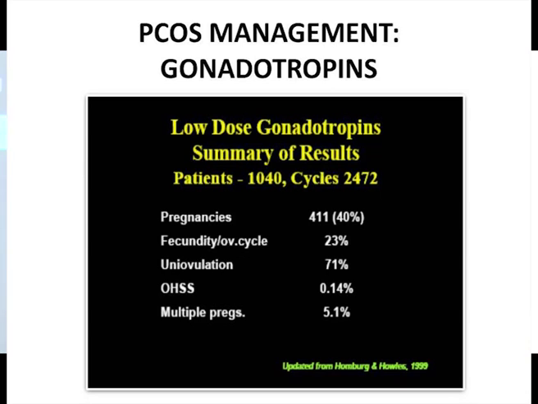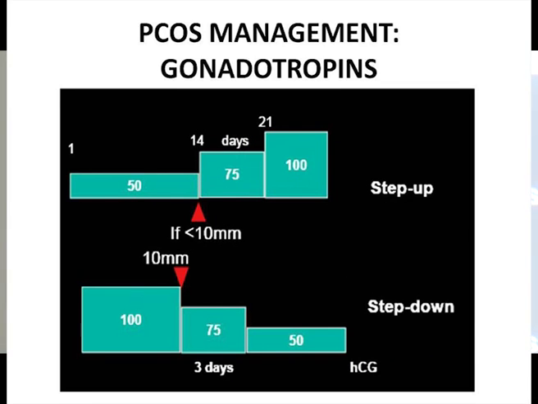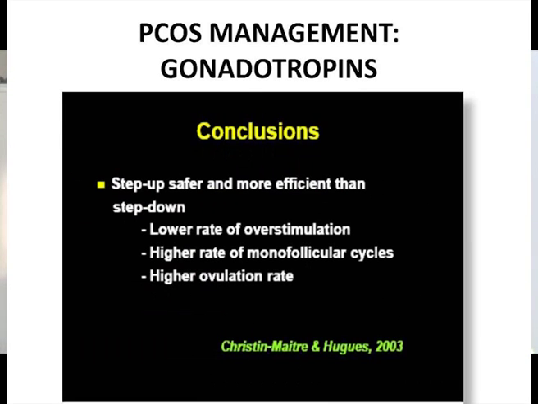I'm going to skip this. This is a step-down approach. You just start high and then you go down, and I say this is not recommended for PCOS. If you conclude, you say step up is much safer and more efficient than step down, for obvious reasons. You're going to avoid hyperstimulation syndrome. You aim for monofollicular development with a step up.